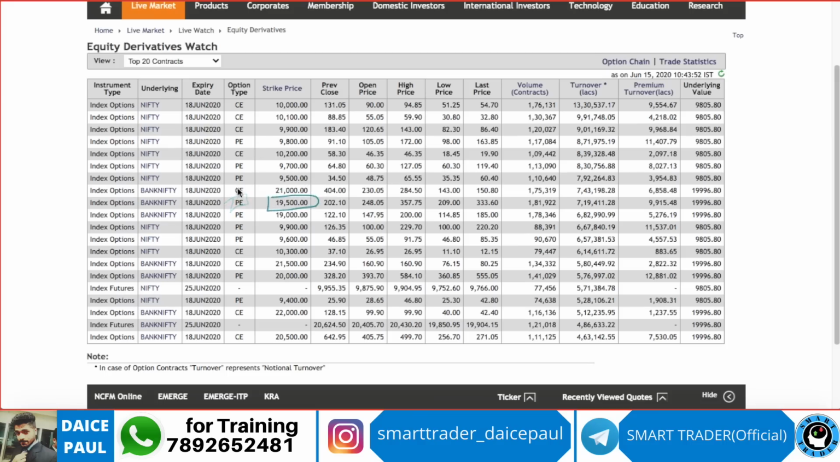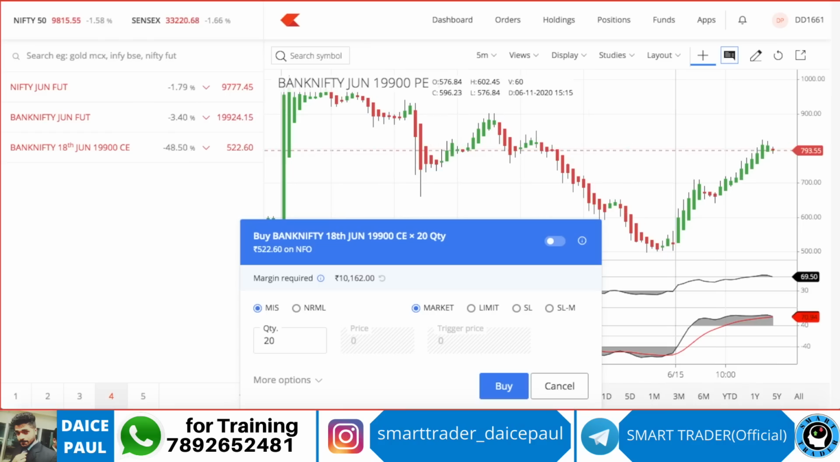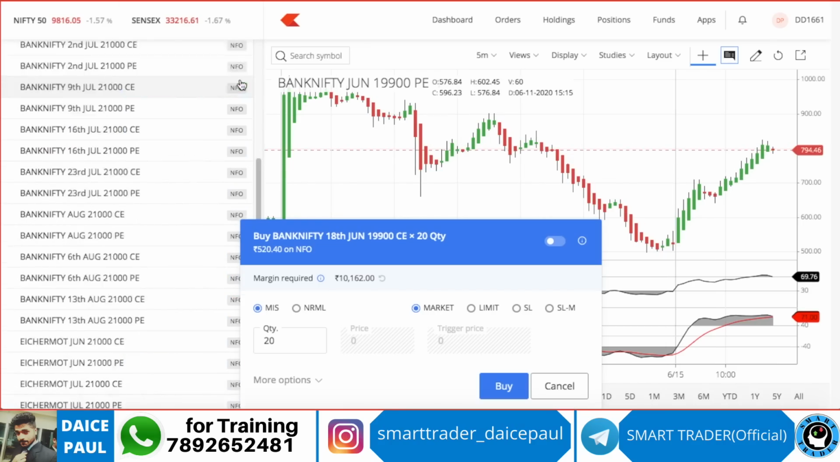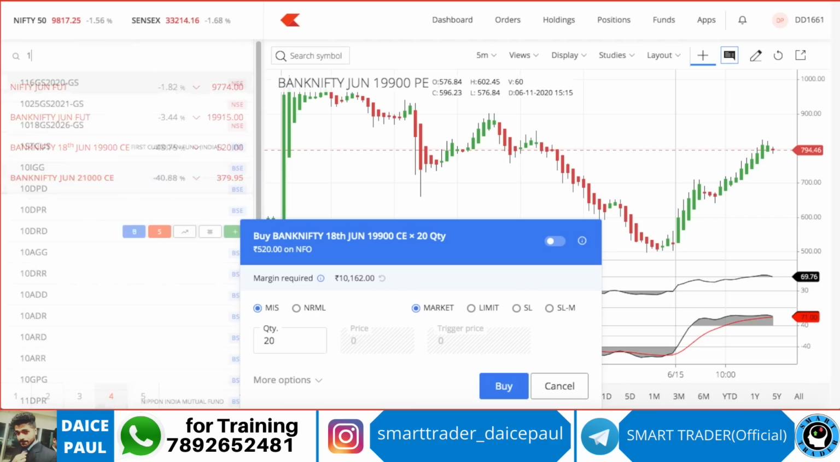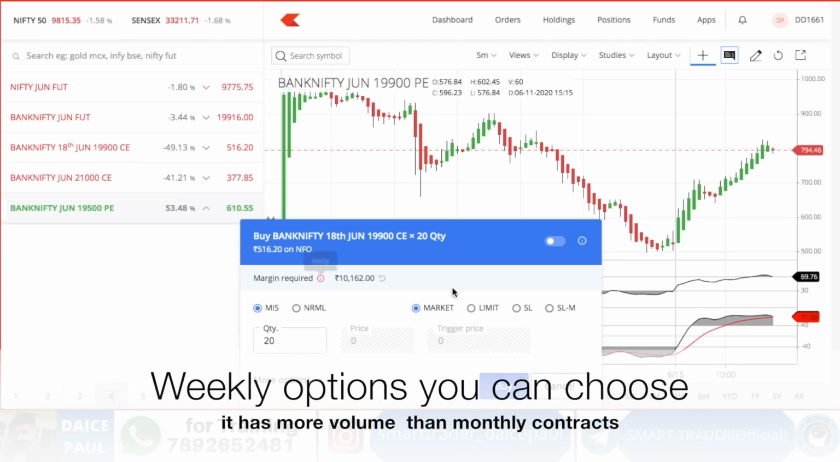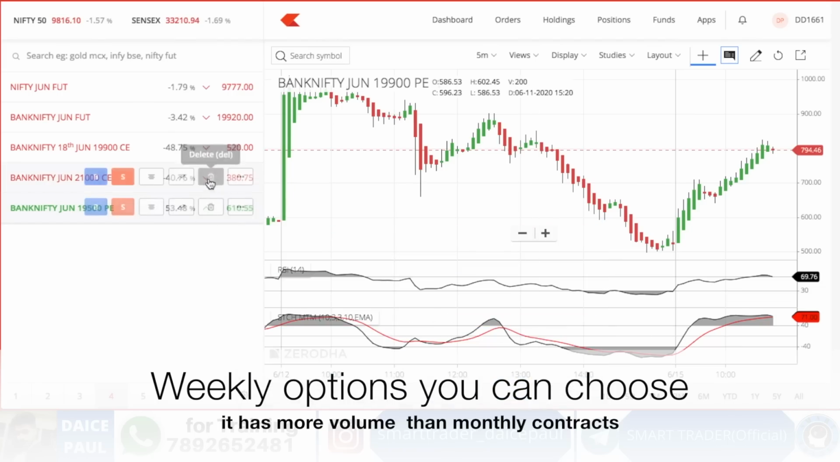So what you need to do is, for example, if you wanted to buy the 21,000 call option or sell 19,500, simply type this number here, 21,000. You will get your Bank Nifty call option. Or if you want to sell, 19,500. Here the volume is good, put option. So like this, whichever side you want to go, you can take.